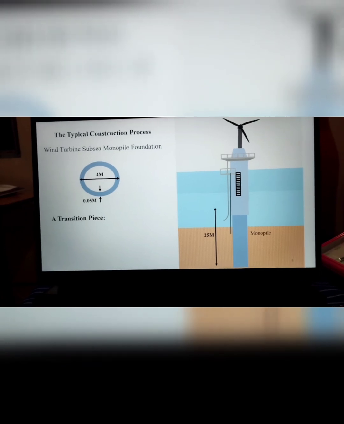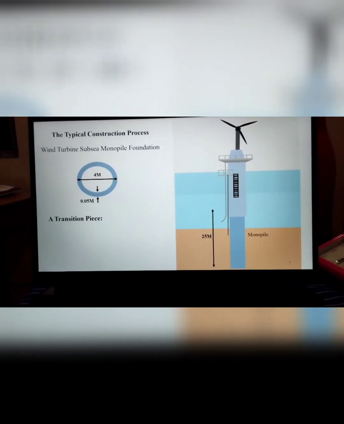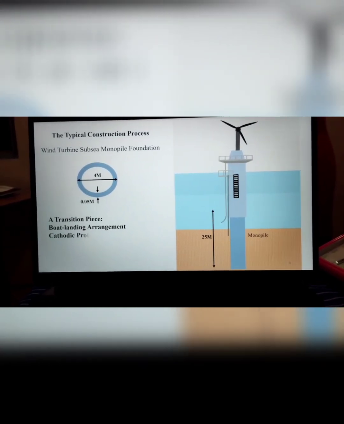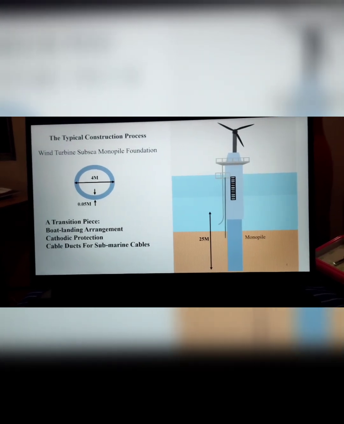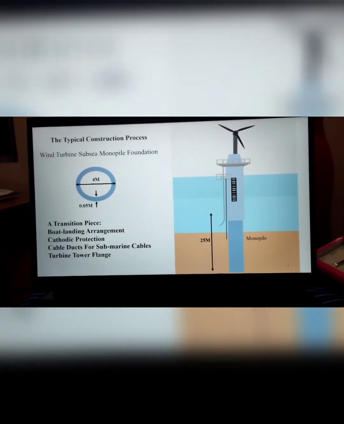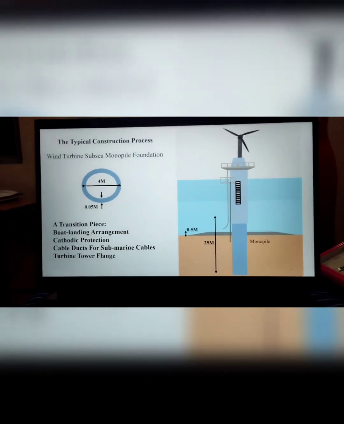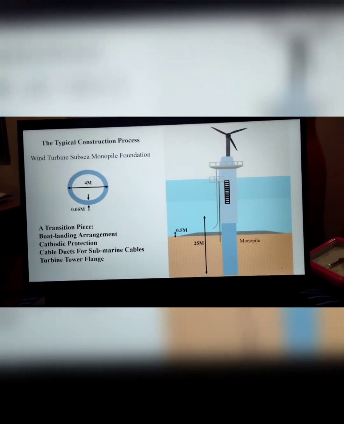A transition piece, that is the uppermost region which supports the monopile foundation, comprises a boat landing arrangement, cathodic protection, cable ducts for submarine cables, and turbine tower flanges. A 0.5 meter layer of rock gravel is provided as a form of scour protector. Monopile foundations have adjusted designs and created new designs for installation challenges.